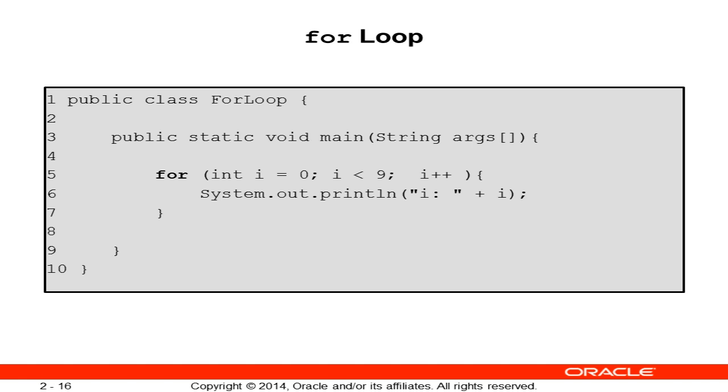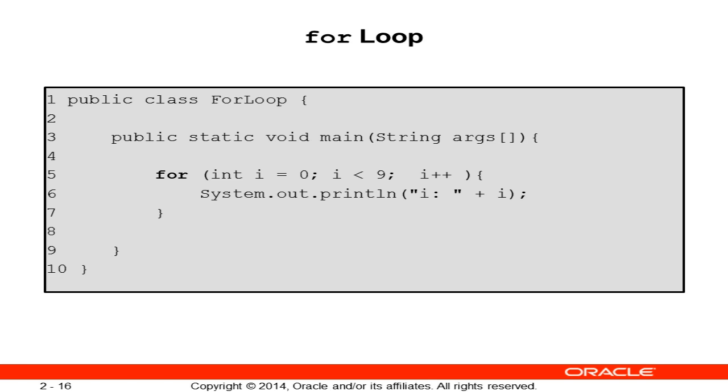It repeatedly loops until a particular condition is satisfied. So we have a counter that's initialized, and then we have it incremented for each step of the for loop. And when the condition statement evaluates to false, for example, when i is no longer less than 9 in this case, the loop will exit.